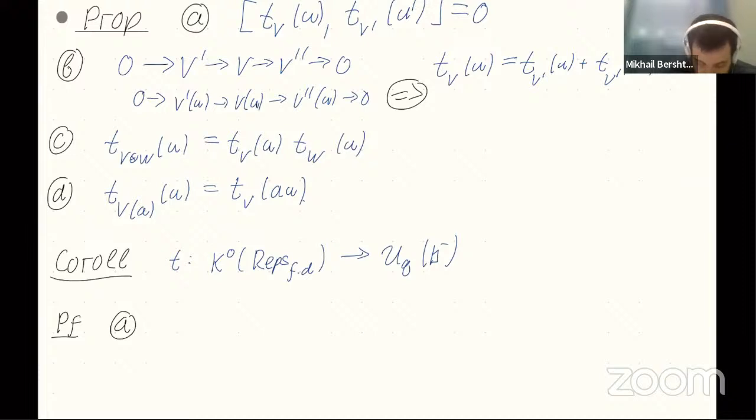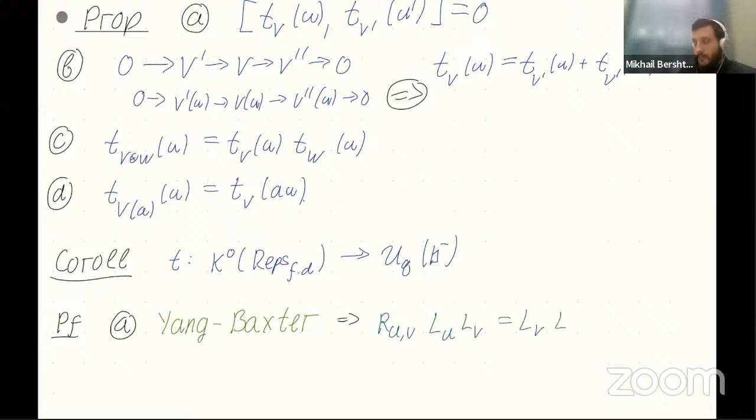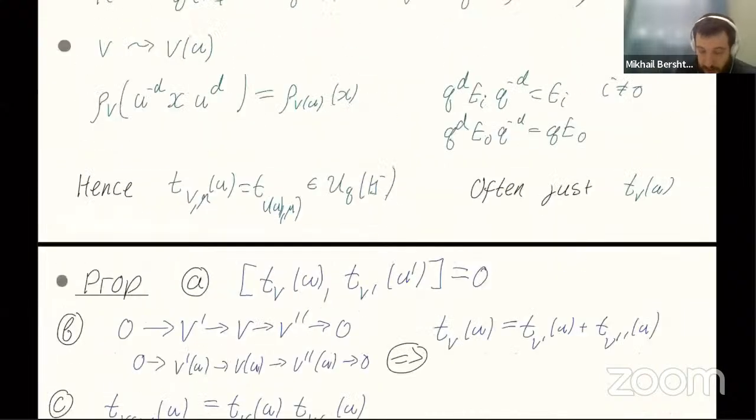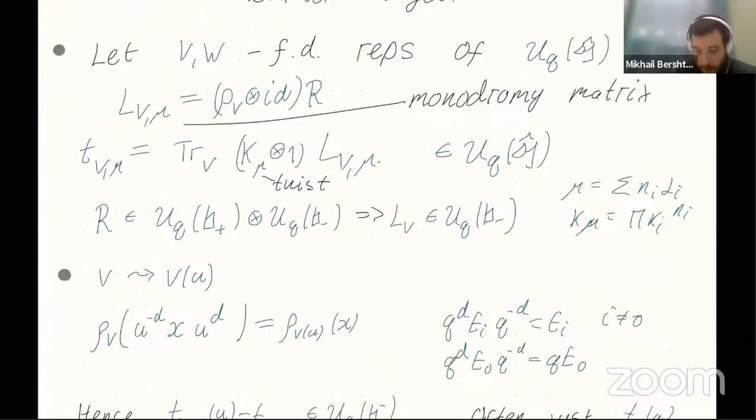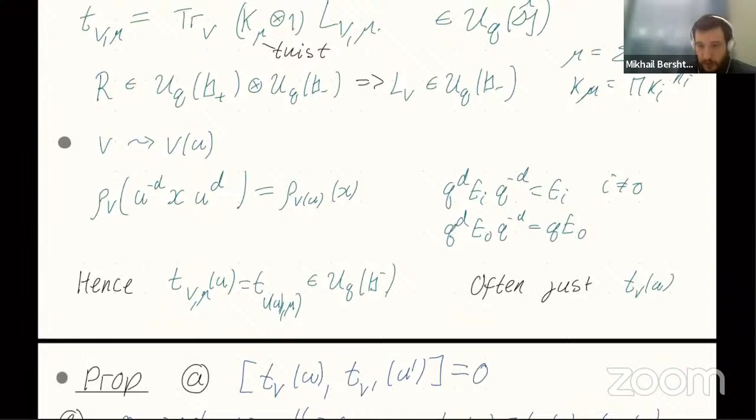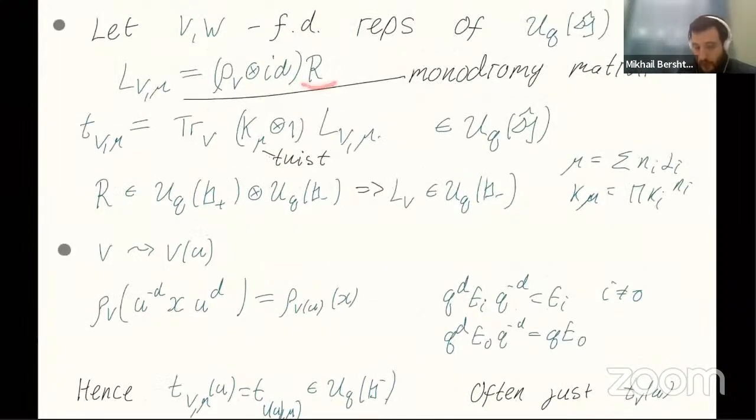Now let us use Yang-Baxter. The Yang-Baxter says that R at UV, LU LV is equal to LV LU R at UV. So here LV is just the R matrix applied to the first and second component. We take the Yang-Baxter for the universal R matrix and then apply rho U and rho V. We get this.